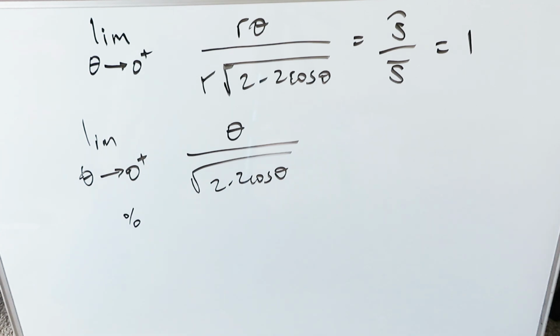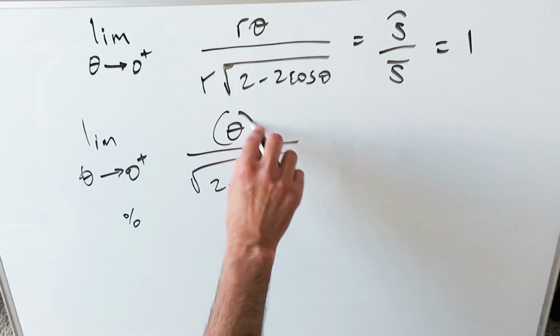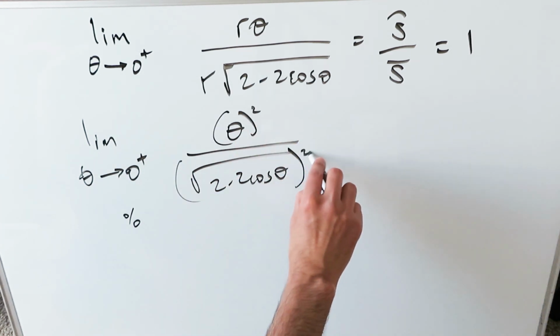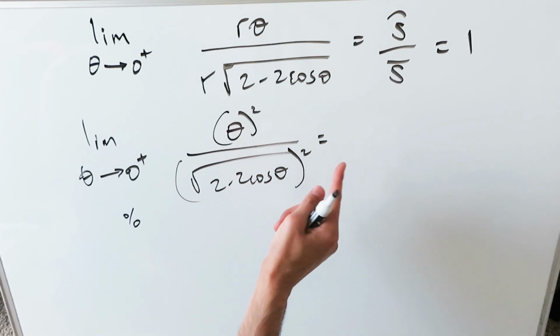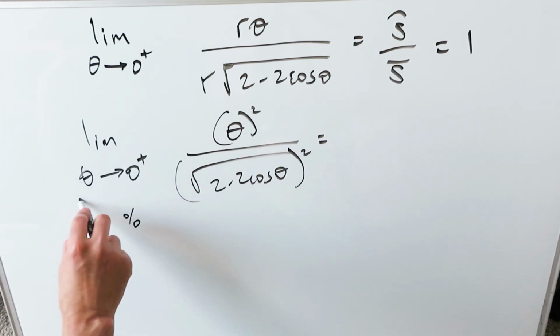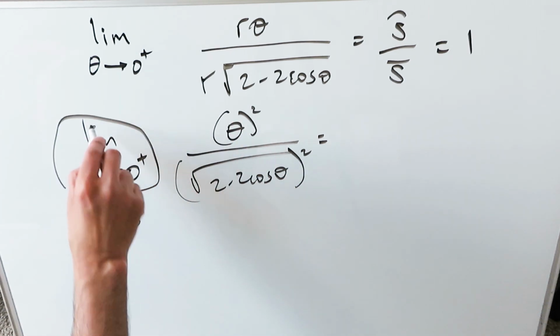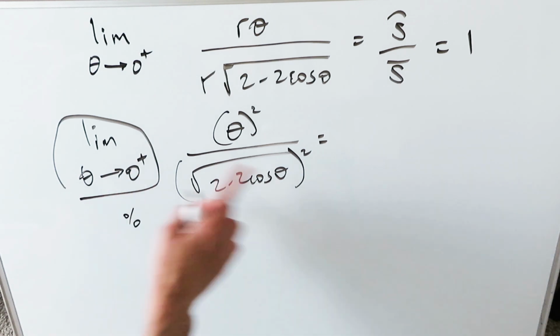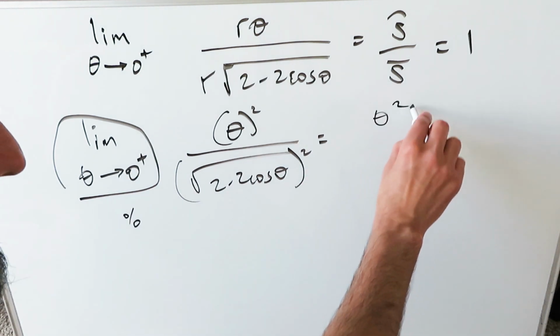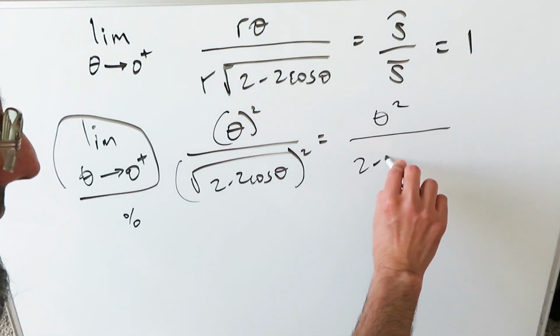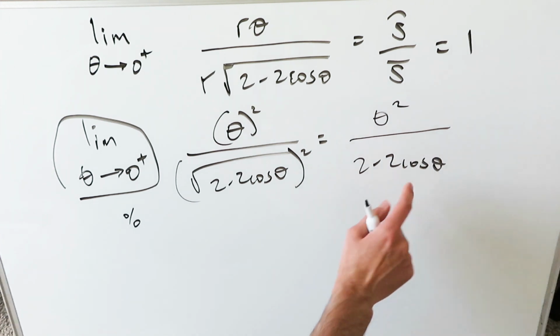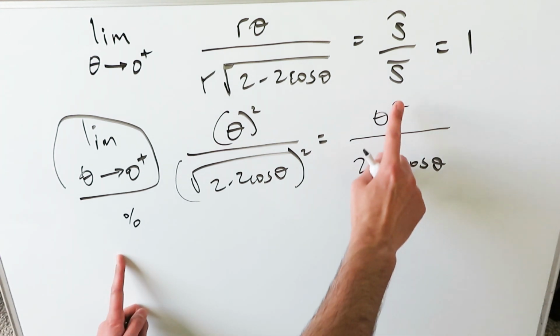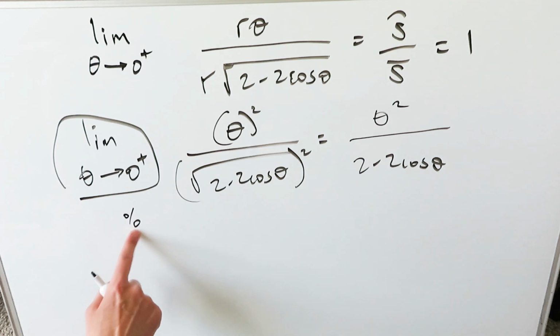So you want to use L'Hopital's rule, but I'm going to do some algebraic manipulation. I will square this to get rid of the radical. I'm looking here at this limit applying to every step of this procedure. I won't keep writing it, but you know it applies to everything. I have here a theta square divided by 2 minus 2 cosine theta. When you put 0 in place of theta, you still have an indeterminate form, 0 over 0.